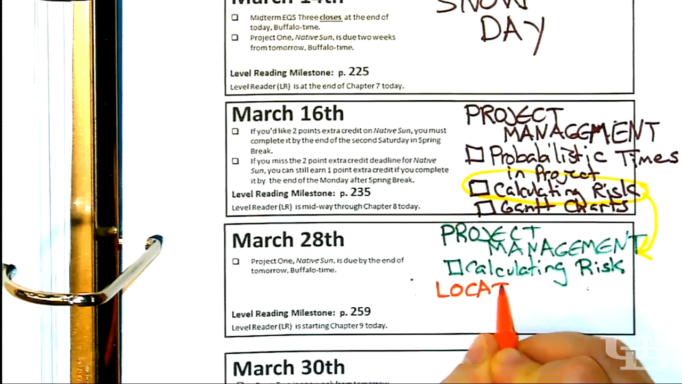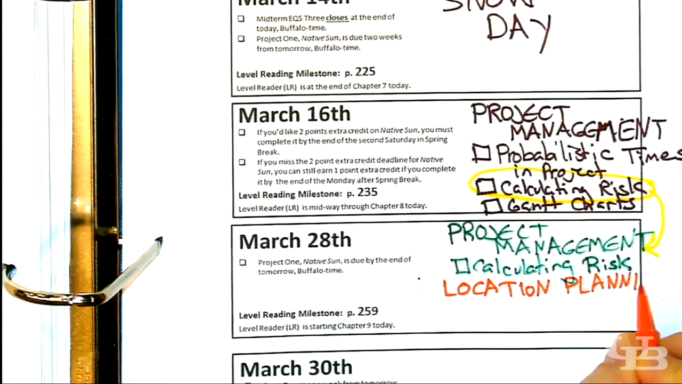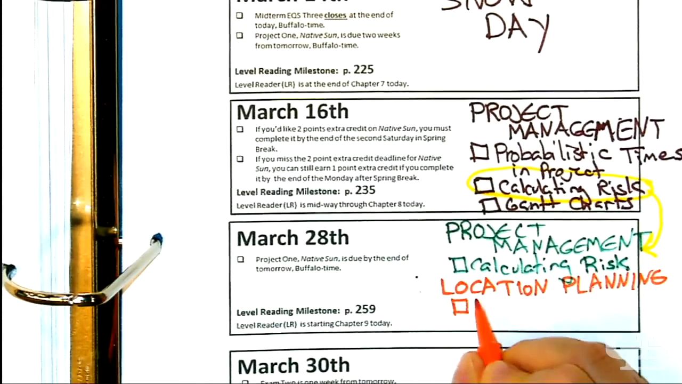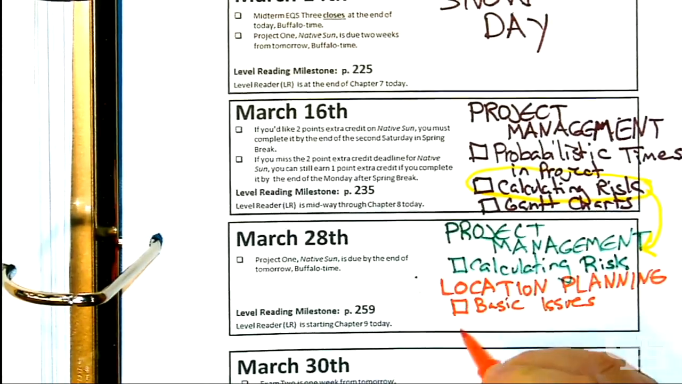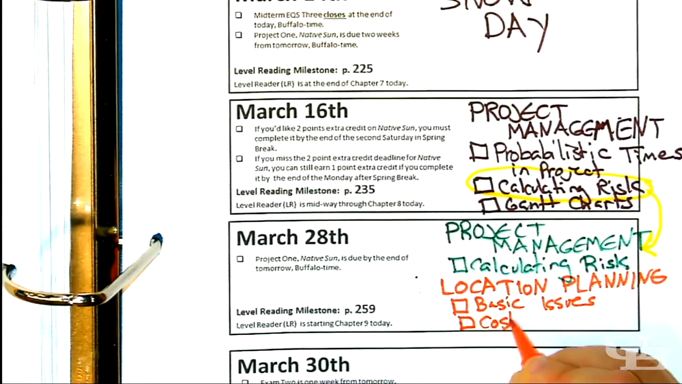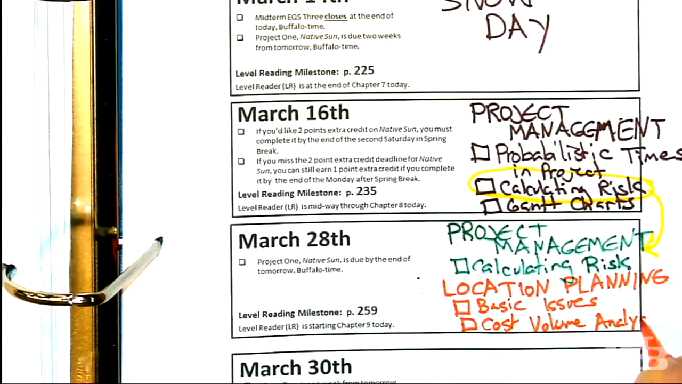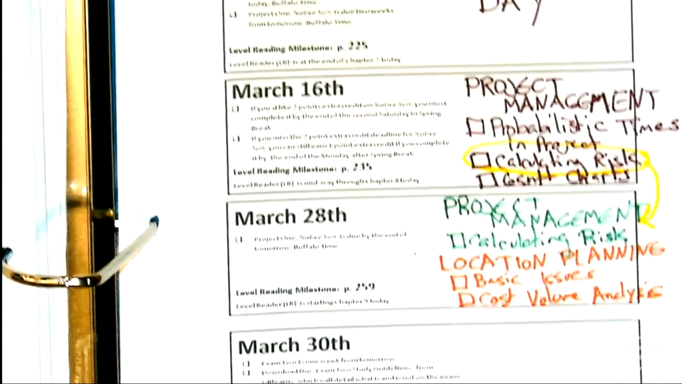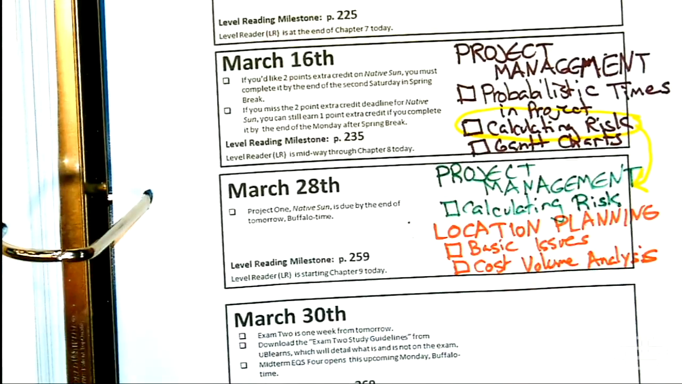Chapter 8 is location planning. So we'll talk about basic issues because that's what's at the front part of the book. We'll talk about cost volume analysis. And I think you'll like that because it should seem really familiar. If that phrase doesn't, the actual underlying methodology will: wait a minute, we've done that before.